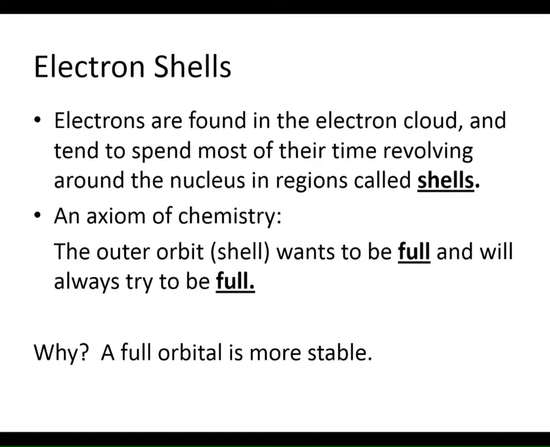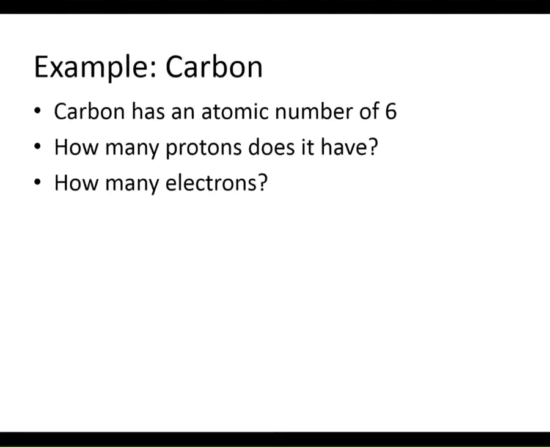In chemistry, one of the foundational rules is that an atom wants its outer shell filled. Just remember that. An atom wants its outer shell filled with electrons to its capacity to be, quote, stable. Okay? So we want a stable outer shell or an outer orbital. Same thing, shell or orbital. That's an important phrase to keep in mind.